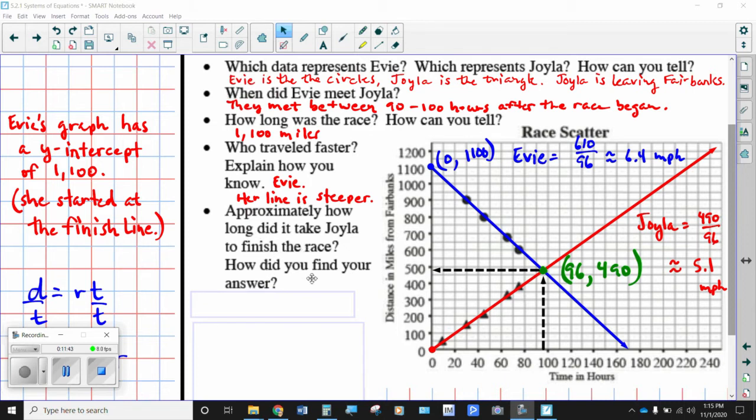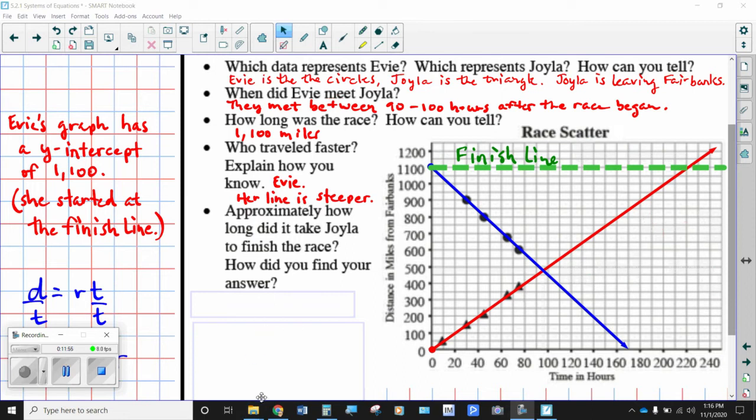Well, let me pause and erase all this work that I've shown here, and I'm going to draw a line for the finish line. Okay, hold on for a second. Okay, so we all agree that Evie started at the finish line, which means the finish line can be represented by this green line that I put across the top.